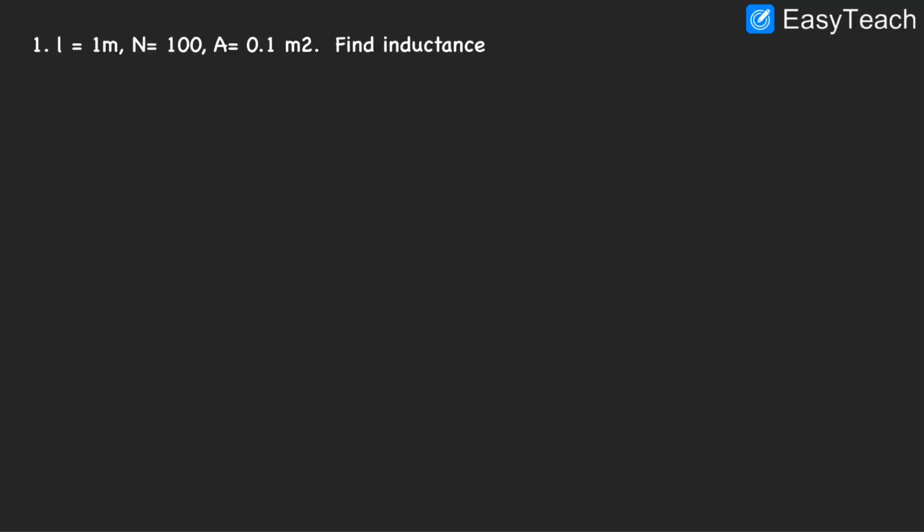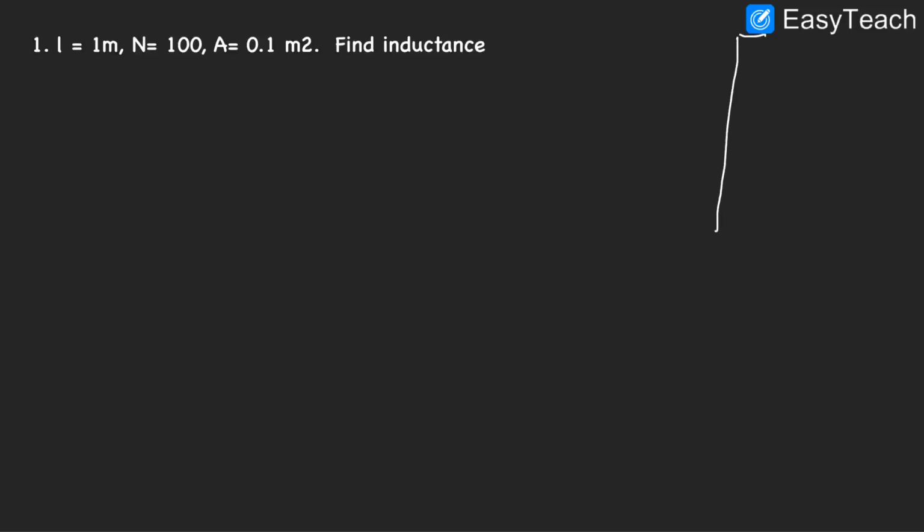Alright, welcome back. So now we are going to solve a few problems and I'm also going to introduce you to some of the formulas. So in our first problem, it says it's an air core inductor and it has length 1 meter, number of turns 100, and area of cross section 0.1 meter square. So what it means is I'm going to draw this out for you.